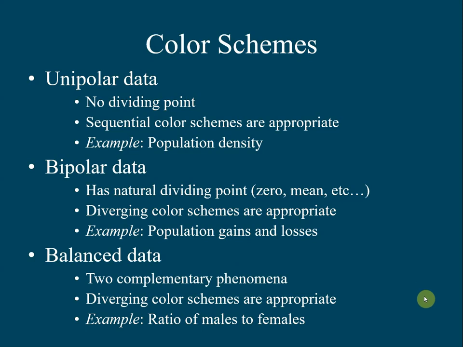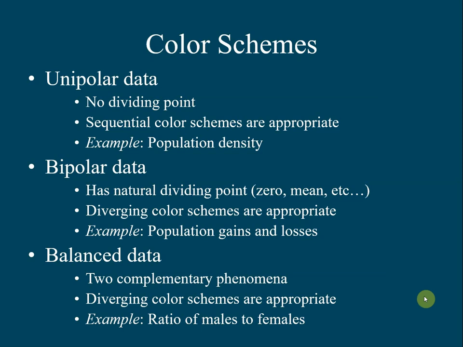Right, color scheme. Unipolar data means that there's no dividing point, so we're going to want to use sequential color schemes. Something like population density is the best example of that. If we have bipolar data, meaning we do have a natural dividing point, a zero or mean, whatever, diverging color schemes are what you need to use. And that's important. If you don't use a divergent color scheme on bipolar data, your map's wrong. And we've seen that throughout this class so far.